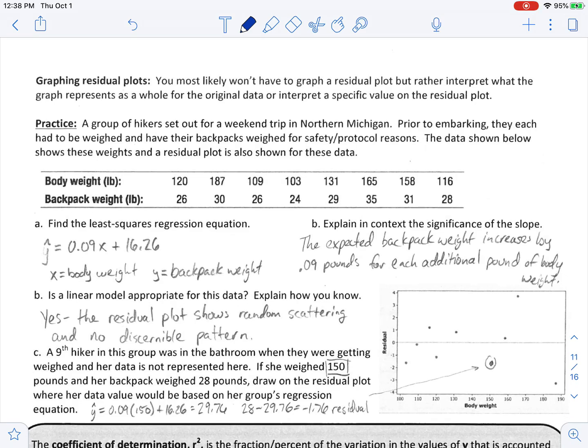All right, here's the practice, okay? Again, feel free to pause it if you'd like, or just keep going. As I said earlier, you most likely won't have to graph a residual plot, but rather interpret what's going on. Here we have a group of hikers in northern Michigan. Prior to leaving, they each had to be weighed and have their backpacks weighed for safety protocol reasons. That sounds like fun. The data shown below shows these weights, and a residual plot is also shown for these data.